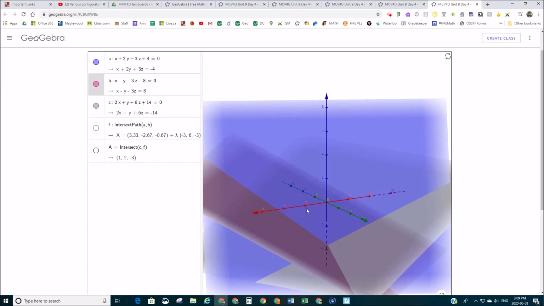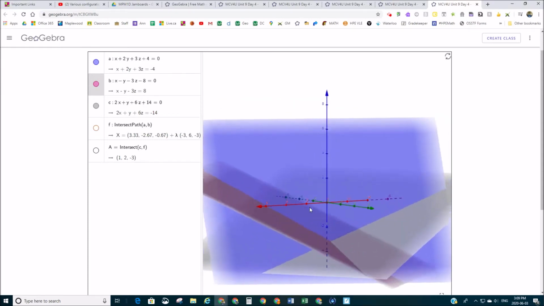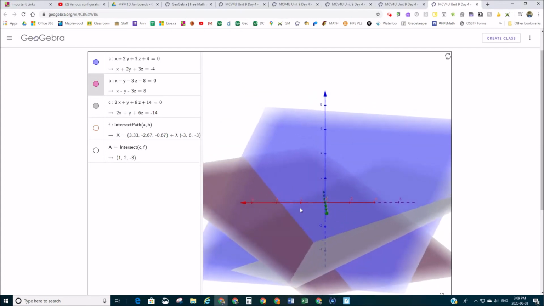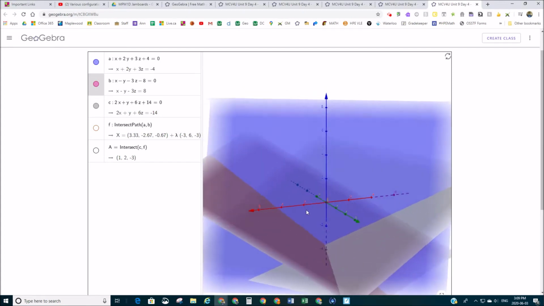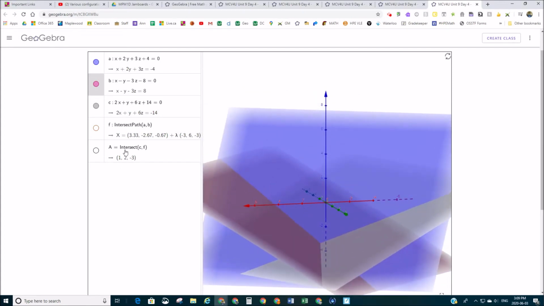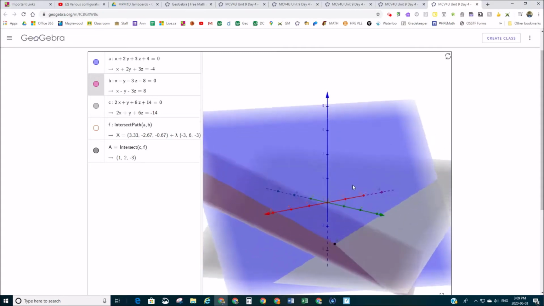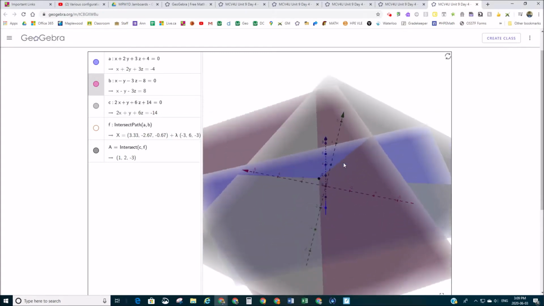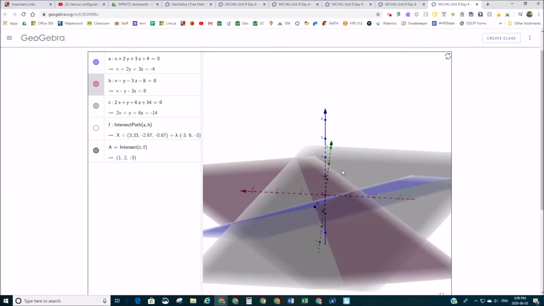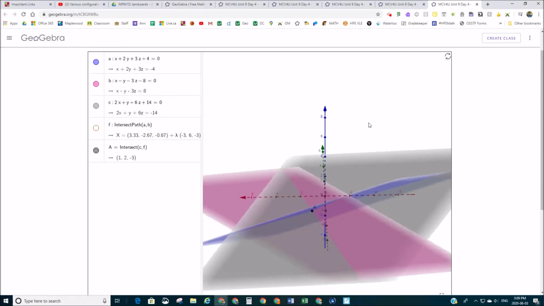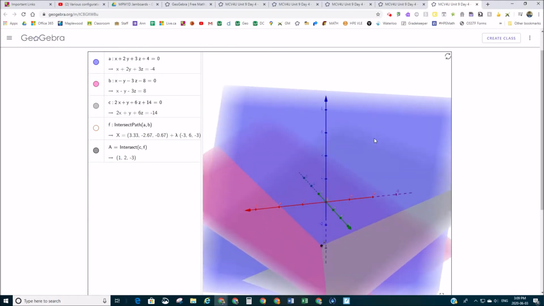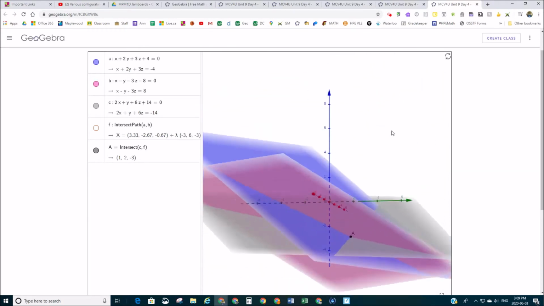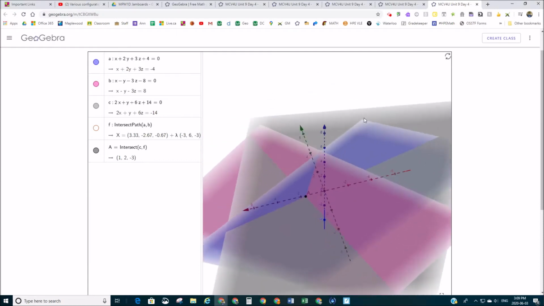So you can see here that these all intersect. There is actually one spot where they all intersect, and they intersect at a point. If I click here, you will see that point of intersection is the spot where all three of them come together. I'll just click off this to make that pink one. There we go. So you see how all of these planes intersect at a single point.